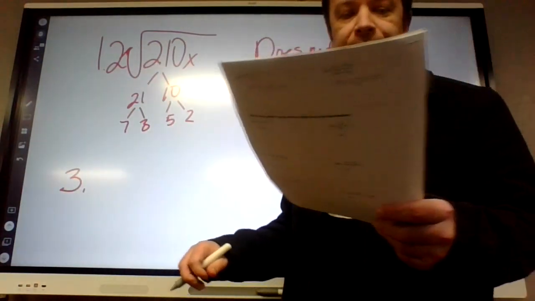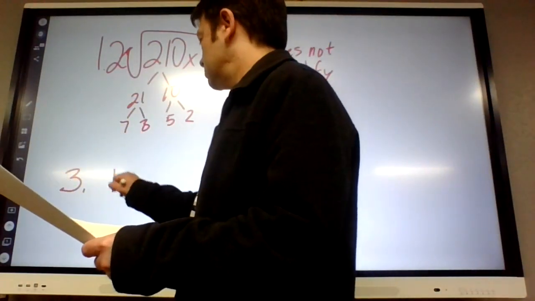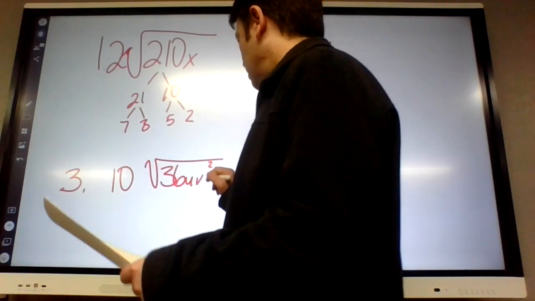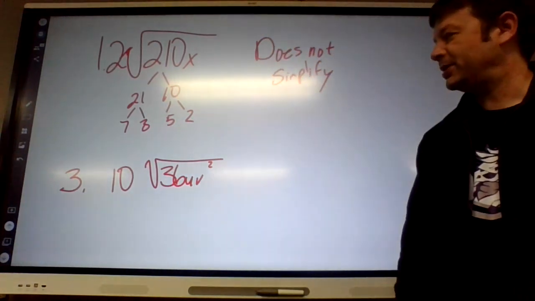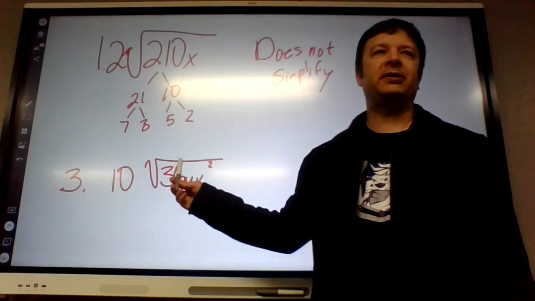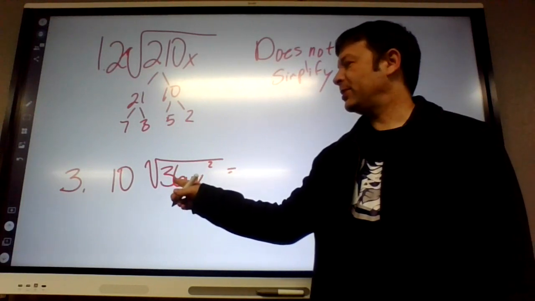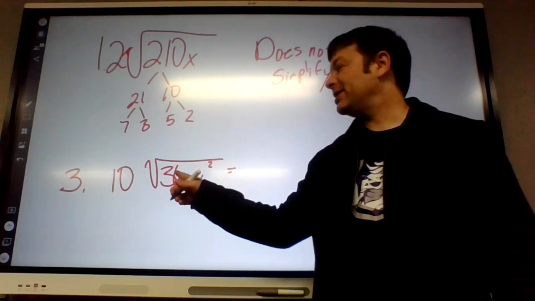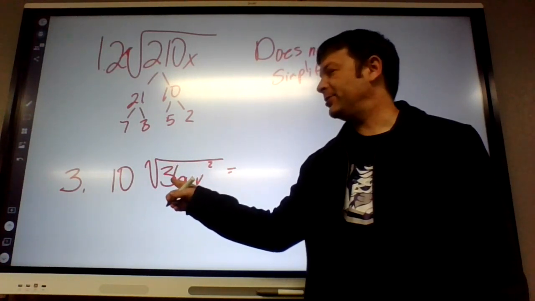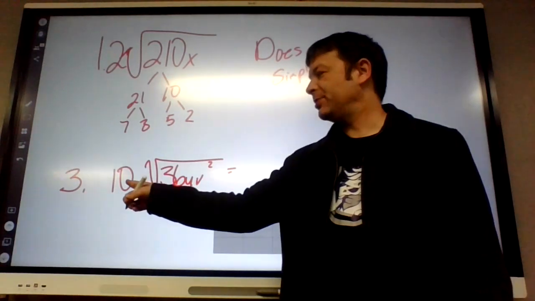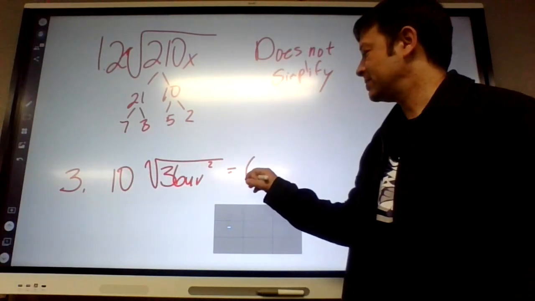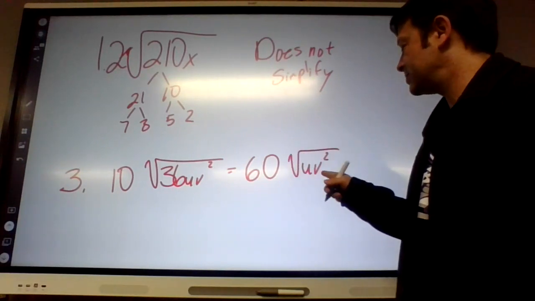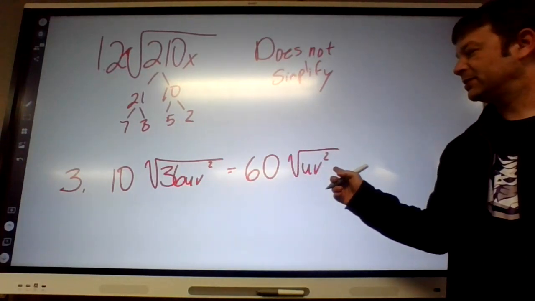Number 3. Okay, does square root of 36 simplify? 66. Okay, square root of 36 is exactly what? A square root. Girls? 6, right? So what am I going to do with that 6? Multiply by 10. Put times 10 out there, so it's just 60. Does anything else simplify? V squared. What's the square root of V squared? V.